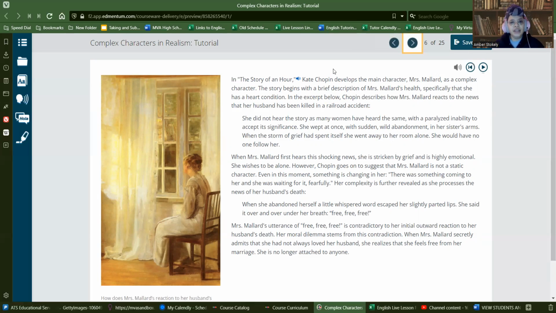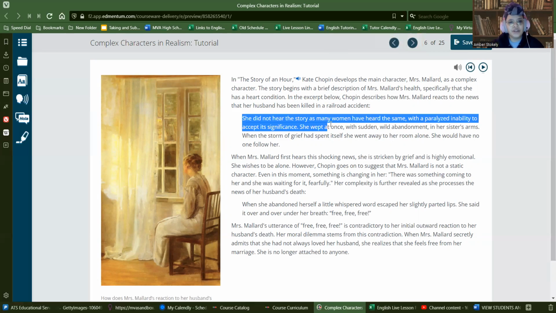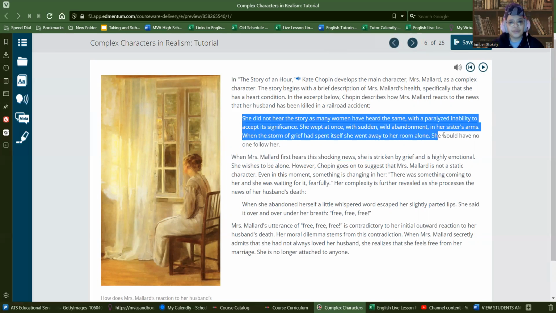So in the story, Mrs. Mallard gets the news that her husband has been killed in a railroad accident. And they give you the excerpts here. She did not hear the story as many women have heard the same, with a paralyzed inability to accept its significance. Right here. She wept at once with sudden wild abandonment in her sister's arms. When the storm of grief had spent itself, she went away to her room, alone, and she would have no one follow her.